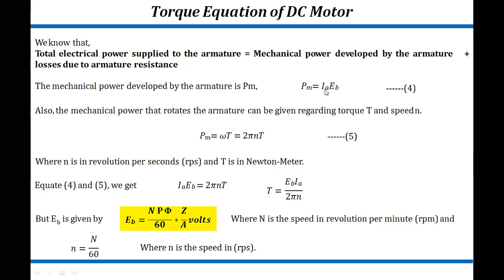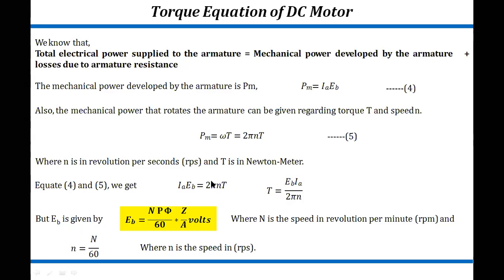We are also aware that the mechanical power that rotates the armature can be given in terms of torque and angular speed, which is measured in seconds. So you can take 2 pi n T, where small n is the speed. Now we can equate these two equations, the fourth and fifth, because both give the mechanical power. So your equation will become IA EB equal to 2 pi n T. Now you can rearrange that equation to derive the value for T, where T is the torque. So your equation will become T equal to EB IA over 2 pi n.